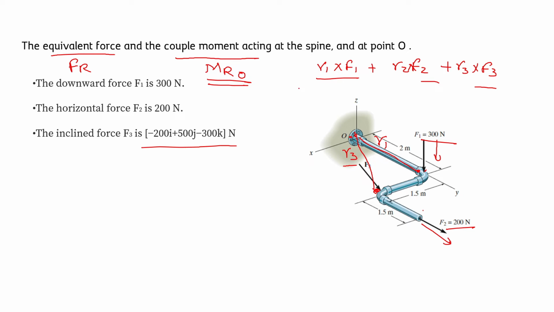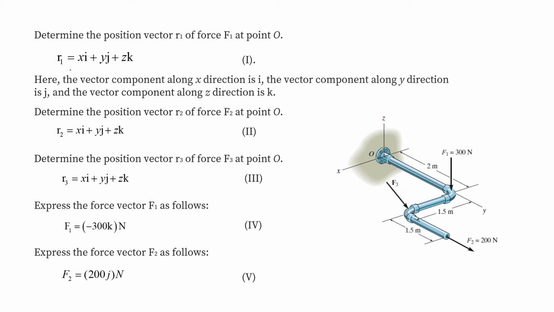So let's see what is given. As we discussed earlier, first of all, we'll find the position vector R1. We'll name it as x i cap plus y j cap plus z k cap, where x, y and z would be the coordinates of the point at which force F1 is acting. Same for R2 and same for R3. Now we have the position vectors.